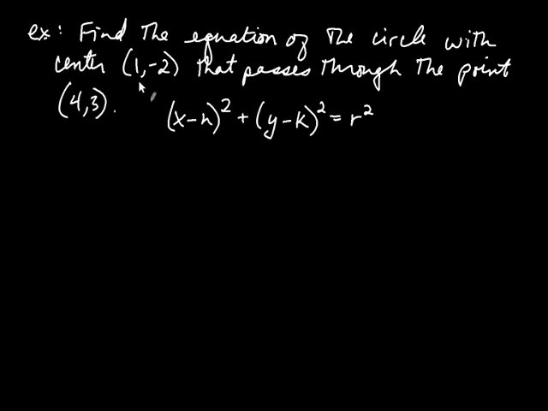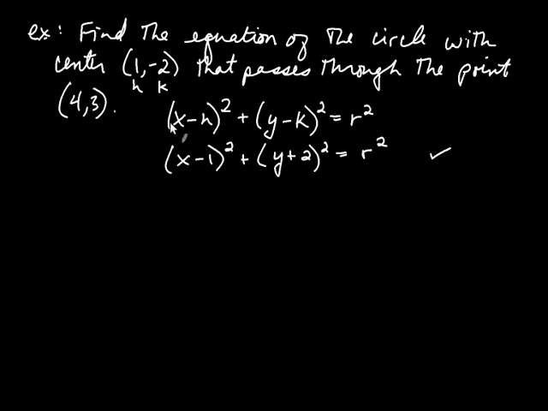So here we're given that h is 1 and k is −2. So that's h and that's k. This equation becomes (x − 1)² plus, now this is y minus k, right? But k is negative. So when you take y and subtract a negative 2, it becomes y + 2, squared, is equal to r squared. And we don't know what r is, right? We're looking for the full equation of the circle, but we have to find r as well.